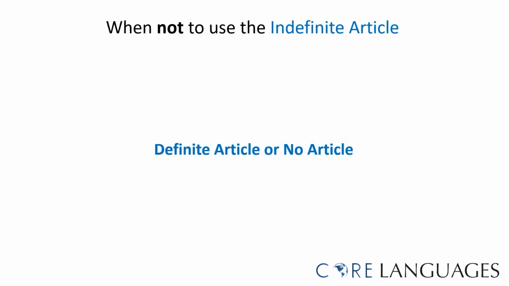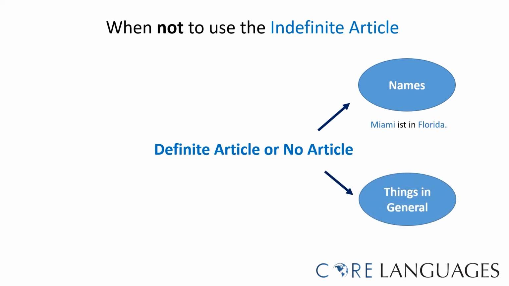It is important to understand when not to use the indefinite article. We don't use the indefinite article when referring to names. For example, Miami ist in Florida. Miami is in Florida. And in this example, we use no articles at all. We don't use the indefinite article when referring to things in general. For example, Welpen sind süß. Puppies are cute. Again, in this example, we don't use an article at all.